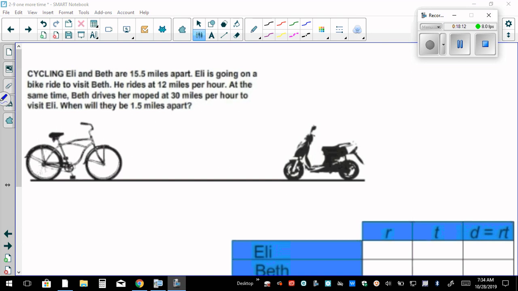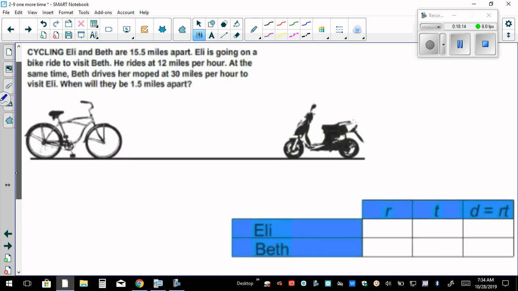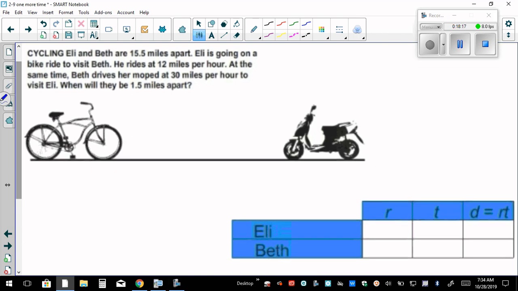Okay, so here's a picture of it. First of all, it's not when they meet, it's when they're going to be 1.5 miles apart. So let's say the moped's going to go faster. Let's just say this distance is 1.5 miles, okay? And this total distance up here is 15.5 miles.